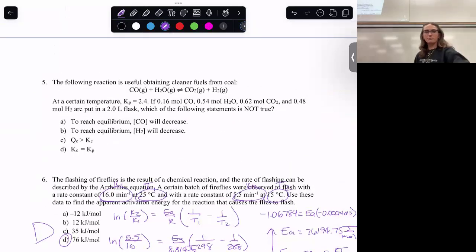Okay. For question 5, we have the following reaction, which is useful for obtaining cleaner fuels from coal. At a certain temperature, Kp is equal to 2.4, and if 0.16 moles of carbon monoxide, 0.54 moles of water, 0.62 moles of carbon dioxide, and 0.48 moles of hydrogen are put in a 2-liter flask, which of the following statements is not true?